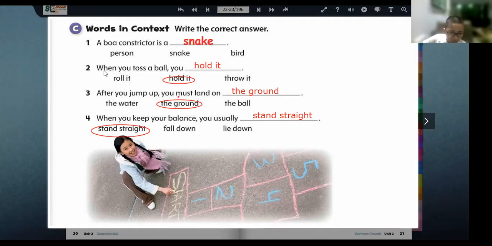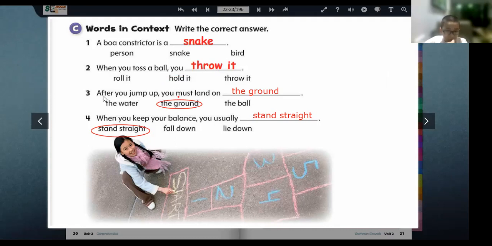After you jump up, you must land on the ground. Again, number two first. Number 2. When you toss a ball, you hold it. When you toss the ball, you hold it. You throw it. Because toss means you will do like that. You will throw it, not hold it. You toss it. Okay? Is it clear? Okay, so you will throw it. Okay, number 3.